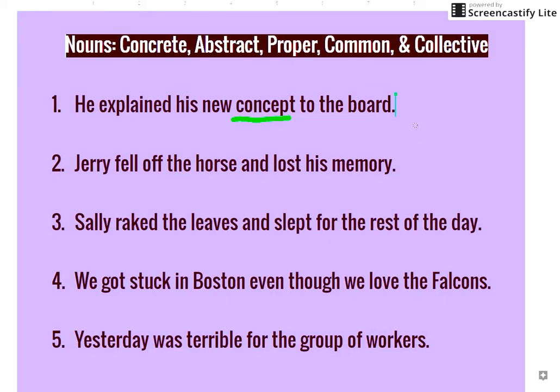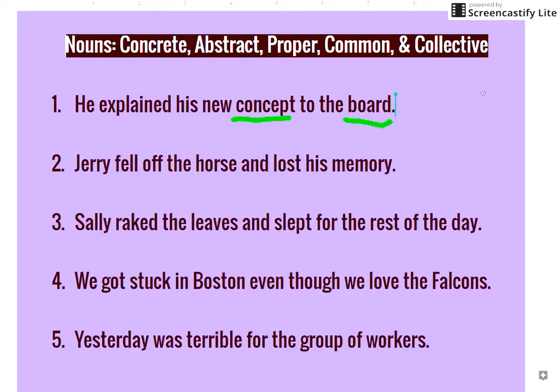And then to the board, that's a prepositional phrase, and every prepositional phrase has an object of the preposition. In this case, it's board. Now what we're going to do is go through each sentence, and we're just going to find the nouns. And then after we found the nouns, we're going to sort them into their correct categories. So let's go to sentence number 2.